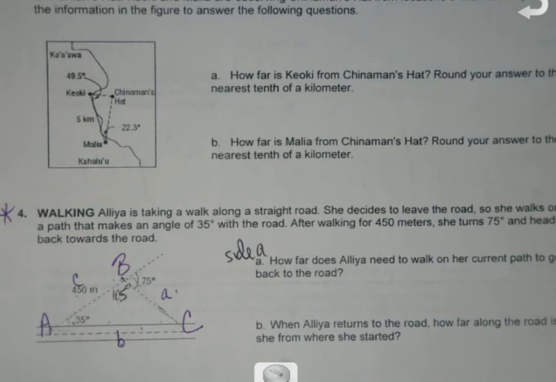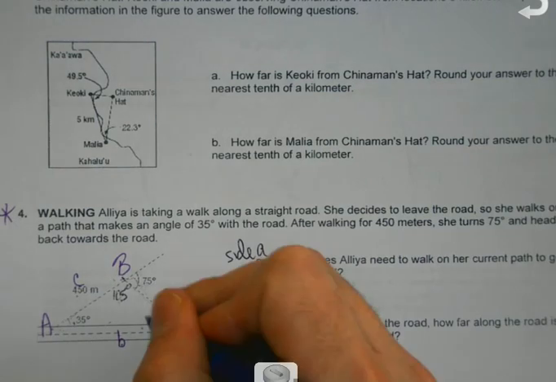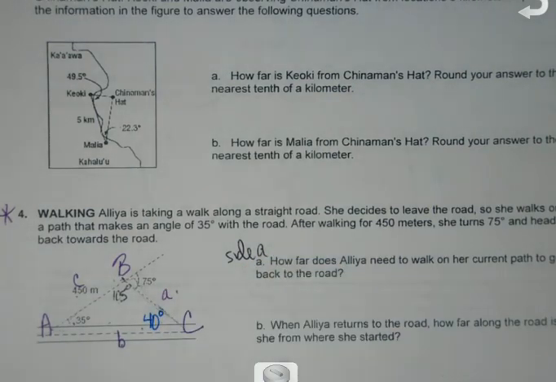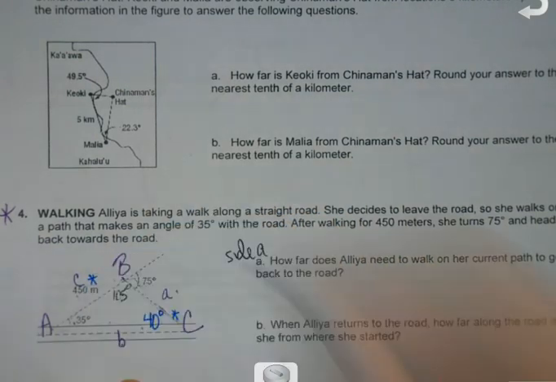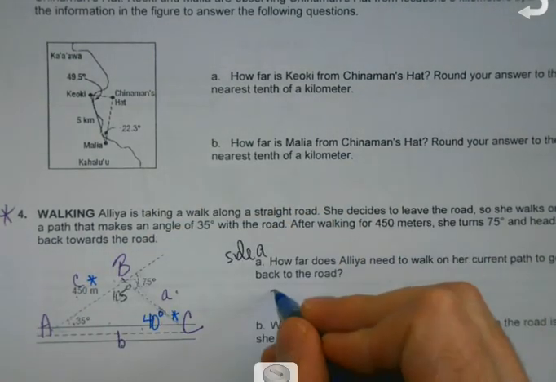without doing laws of anything. What's angle C equal? 40. Because I know the other two angles, and I know they all add up to 180. So let me put that bit of information in and see if that changes how this is going to work. Ooh, it does, because now I've got a corresponding angle and side. I'm going to be able to do law of sines on this.